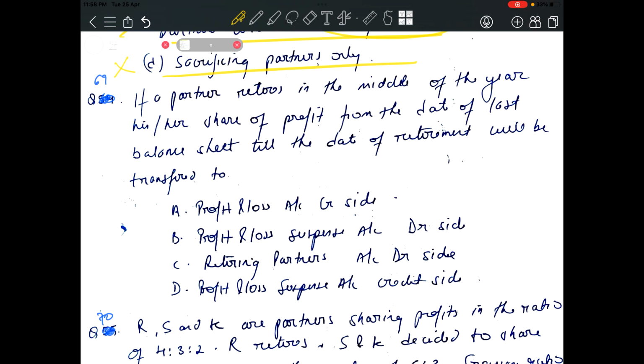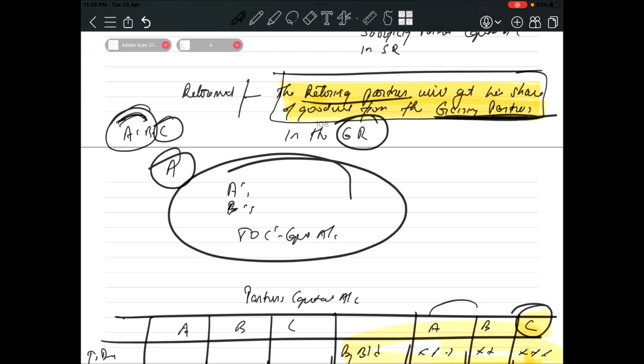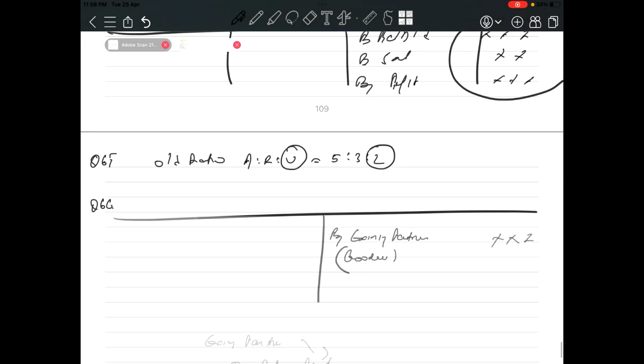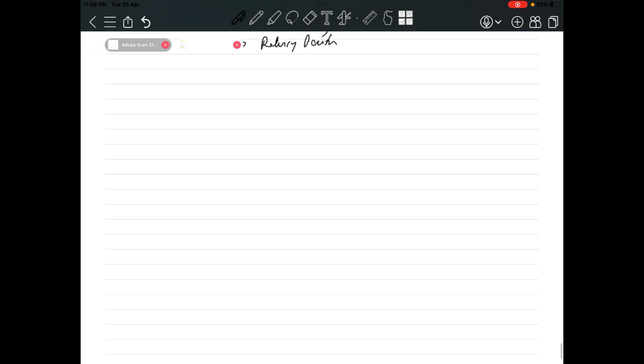Question number 69. If a partner retires in the middle of the year, his or her share of profit from the date of the last balance sheet till the date of the retirement will be transferred to which account? Let me explain this first. Now let's talk about question number 69.